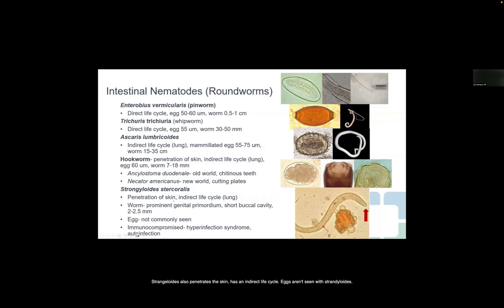Strongyloides also penetrates the skin and has an indirect life cycle. Eggs aren't seen with Strongyloides. The diagnosis is usually made by seeing the worm, and it has this short buccal cavity as well as a prominent genital primordium, and those are what the arrows point to there. Important to note that in patients that are immunocompromised, Strongyloides can cause a hyperinfection and autoinfect, resulting in significant morbidity and mortality.